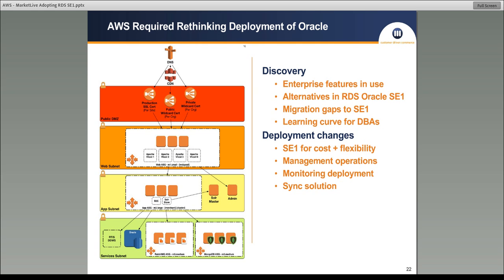The deployment changes that we chose to make, primarily the first one, was to use the license included model of SE1. That was because we felt that gave us the best cost and flexibility combination of all of the other options, and simplified our needs to manage these Oracle instances, and especially the licensing world. I love talking to my Oracle rep, but not having to talk to my Oracle rep about licensing in AWS is a big attraction here in moving into this environment.